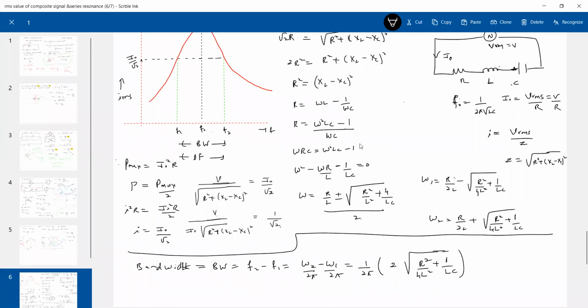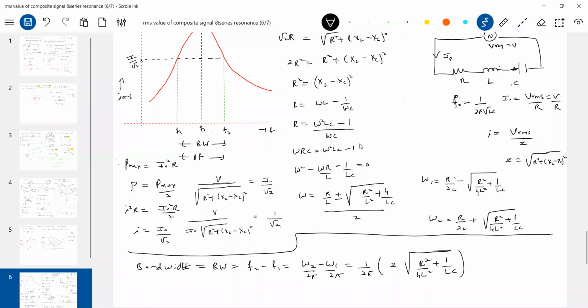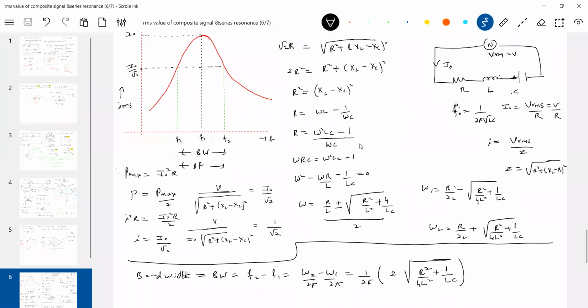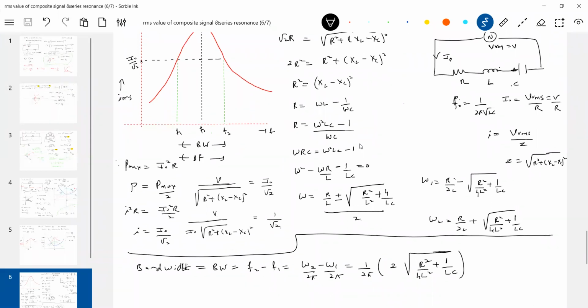Omega 1 is negative. Why negative? R by 2L minus under root R square by 4L square. So the first term we have, inside the under root we have that term squared plus something else. So the second term will be greater than the first term. Magnitude, no? When we are subtracting, we have to take the mod and subtract, sir. We have to subtract the magnitudes.